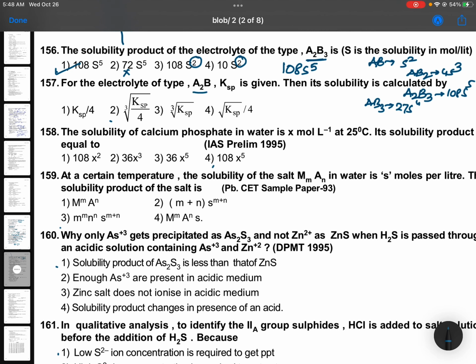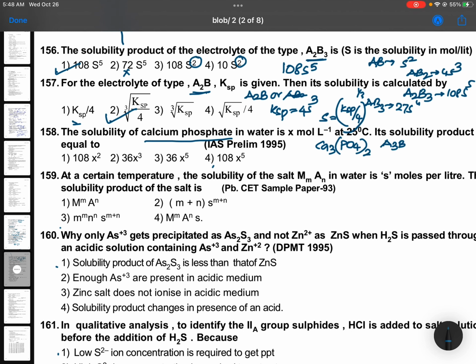For the electrolyte type A2B or AB2, Ksp is equal to 4S cube. So S is equal to (Ksp by 4) to the power of 1 by 3, which is a cube root. The solubility of calcium phosphate, Ca3(PO4)2, is A3B2 type. So it is 108 S to the power of 5.